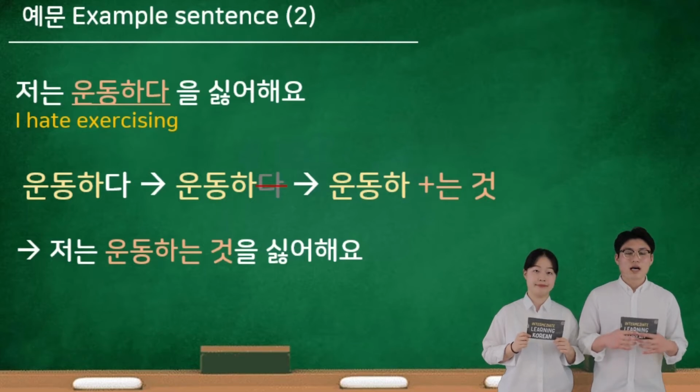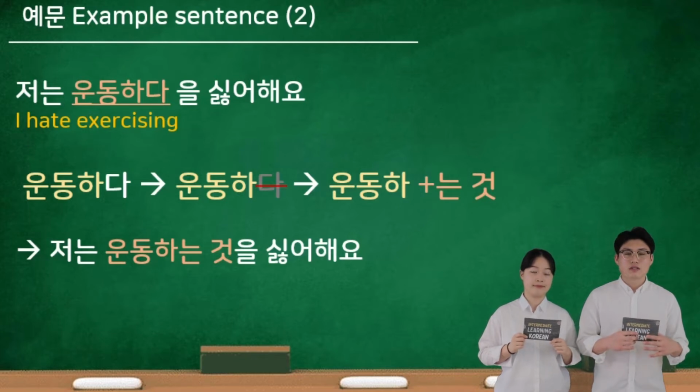저는 운동하다를 싫어해요. When we remove 다 from the verb 운동하다, we can use 는 것. So it becomes 저는 운동하는 것을 싫어해요.